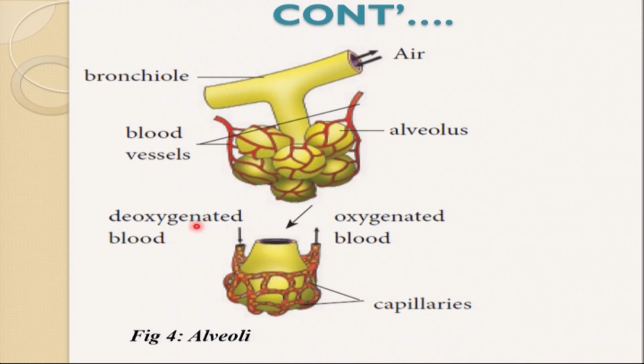We have the side which is the deoxygenated blood, which is entering, and exchanging with oxygen. And these are blood capillaries which are supplying the alveoli with oxygen and even nutrients, without forgetting removing the waste products from the lungs.